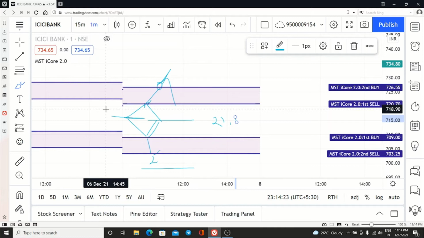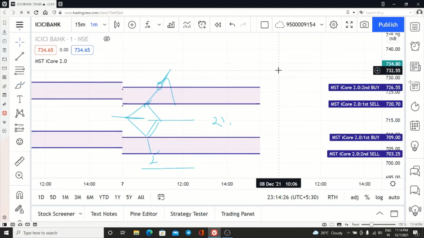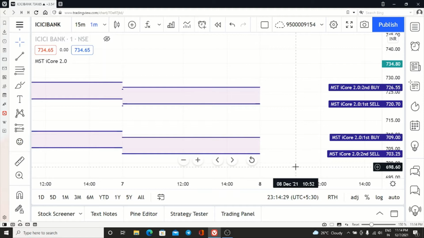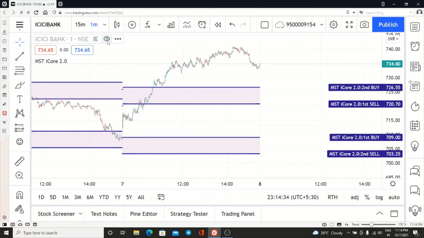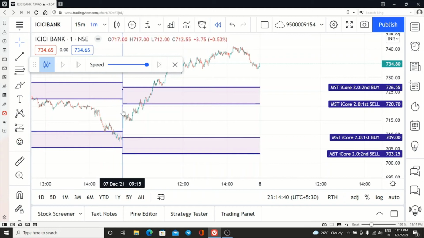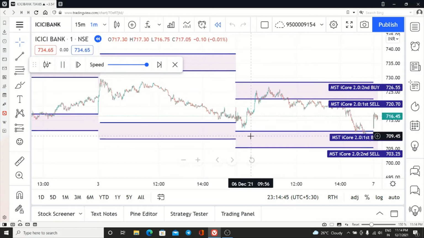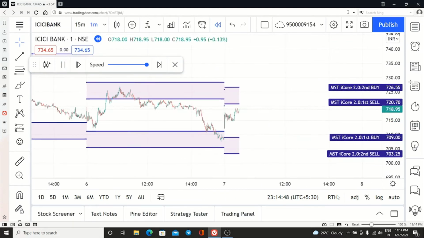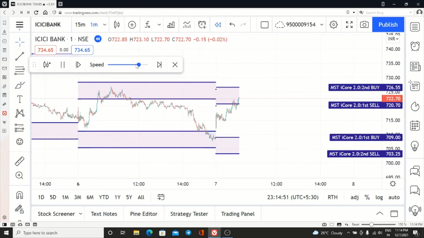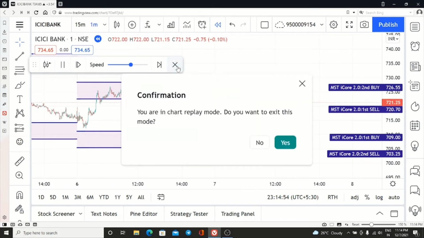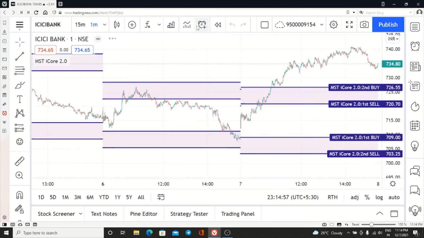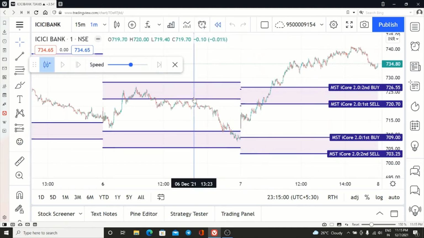So now I will show you what happened in the morning. I will replay this. I will enable the candles. I will do the replay with the 1 minute timeframe itself so that you can see a clear picture. See here, now the market has opened here. I will make it slow. I will run this bar replay once again, and make it slow.